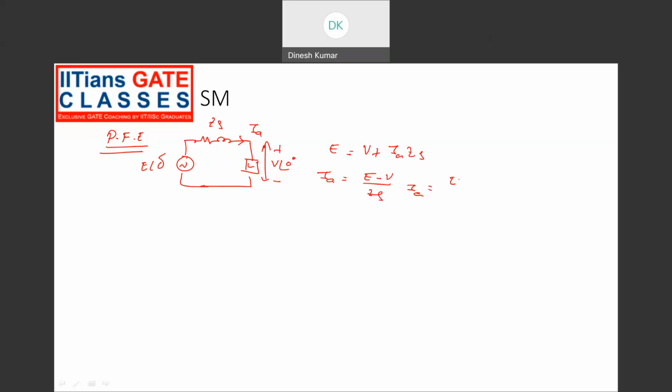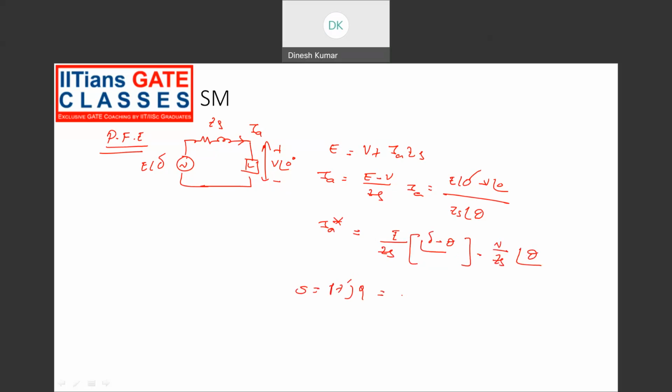So IA can also be given as E at angle delta minus V at angle 0, divided by ZS at angle theta. IA conjugate is given by E by ZS at angle of delta minus theta, minus V by ZS at angle theta. We know that S equal to P plus jQ, that is equal to V into IA conjugate. So this I can write as V at angle 0 degrees into (E by ZS at angle delta minus theta minus V by ZS at angle theta).